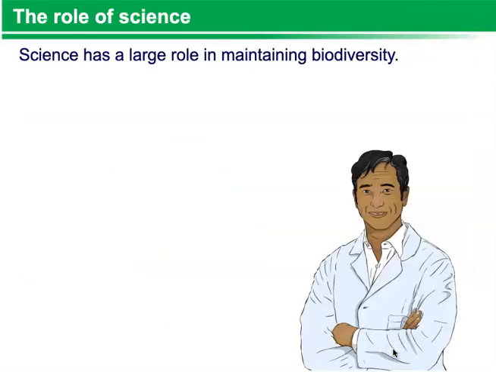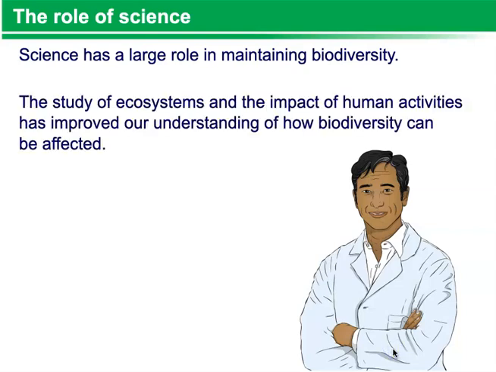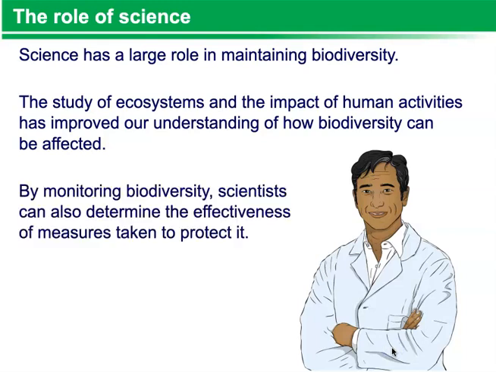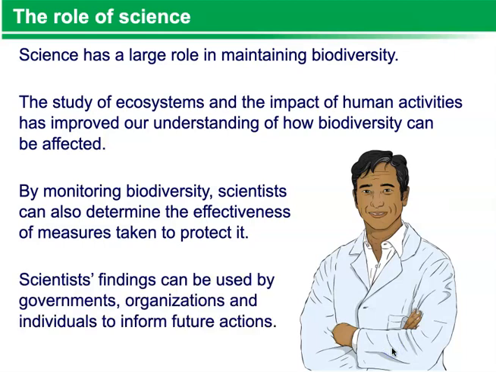So what's the role of science here when we're talking about the maintaining of biodiversity? The study of ecosystems and the impact of human activities has improved our understanding of how biodiversity can be affected. By monitoring biodiversity, scientists can also determine the effectiveness of measures taken to protect it. Scientists' findings can be used by governments, organizations, and individuals to inform future generations.